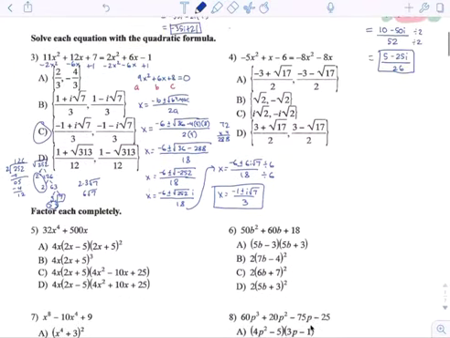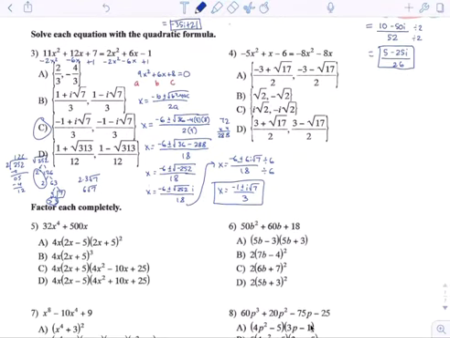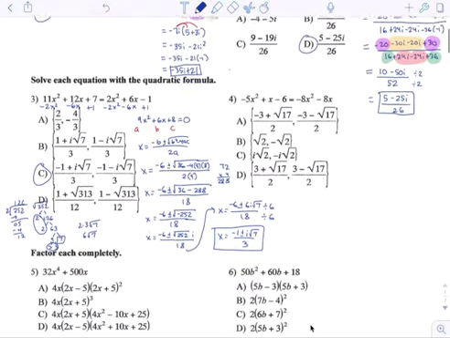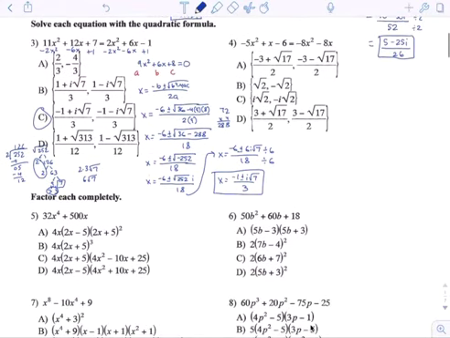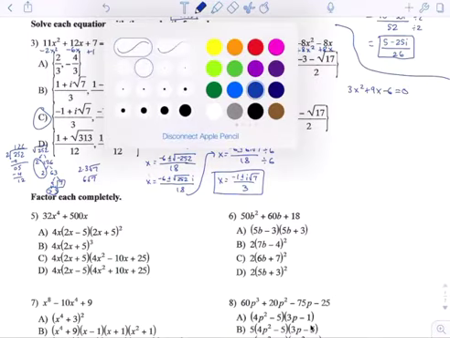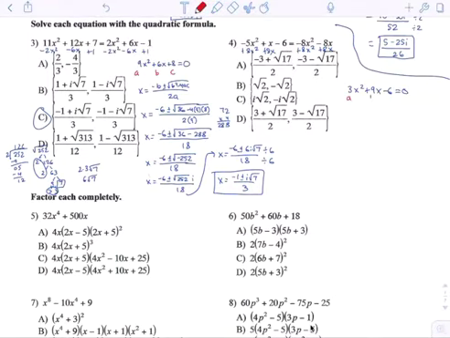Alright, number 4. Same type of deal, so I'm going to block this off. Okay, so add 8x squared to both sides, right? Because we've got to set the equation equal to 0, so we're going to have 3x squared. Add 8x to both sides, and that's going to give us 9x, and then minus 6 all equals 0. Here's our a value, our b value, our c value.